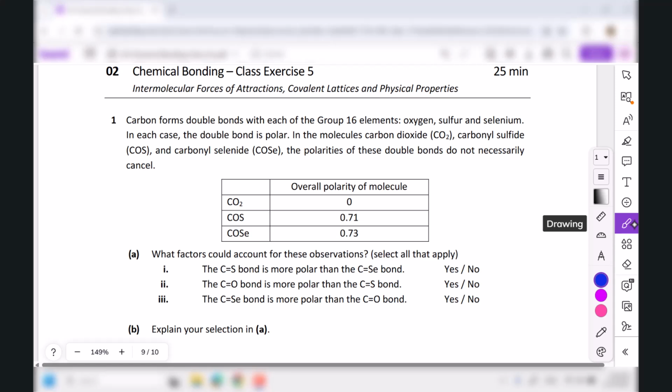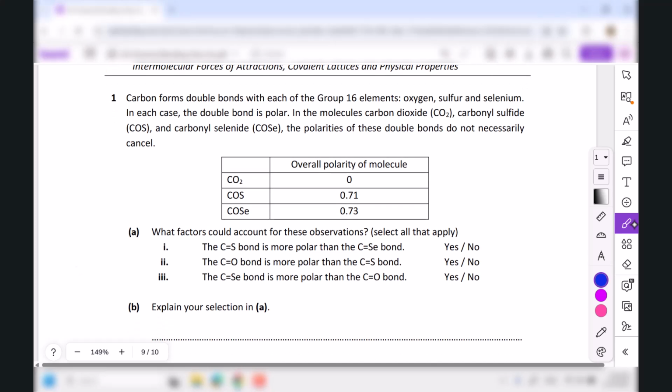Alright, students, we'll be looking at class exercise 5. Okay, so for question 1, you were told that carbon forms double bonds with each of the group 16 elements, oxygen, sulfur, and selenium. If you look at your data booklet, the periodic table over there, you'll notice that they belong to group 16. Okay, and then you have oxygen in period 2, sulfur in period 3, selenium in period 4. Okay, so then you read on.